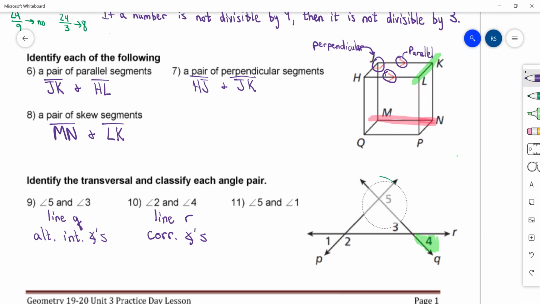Okay, and now they ask about 5 and 1. Which means I can ignore this intersection. I don't need it. So what's my transversal here? This will be line P. What relationship do 1 and 5 have? They're alternate exterior angles.